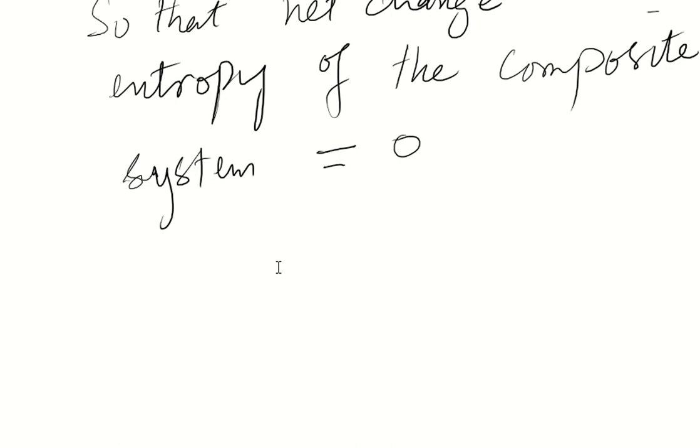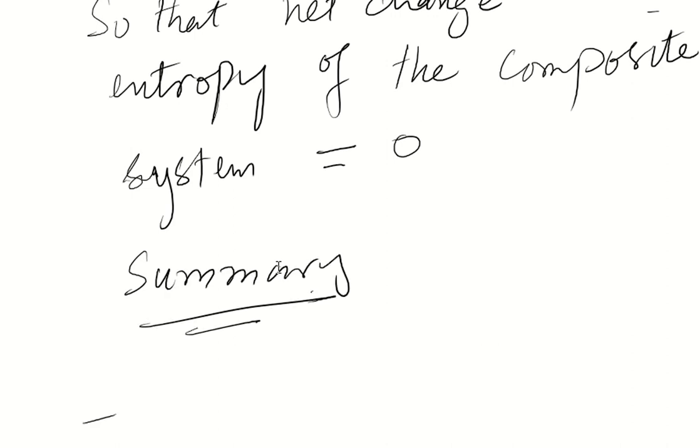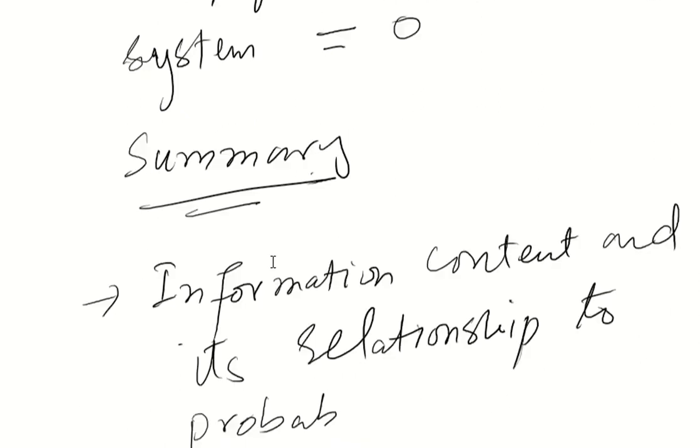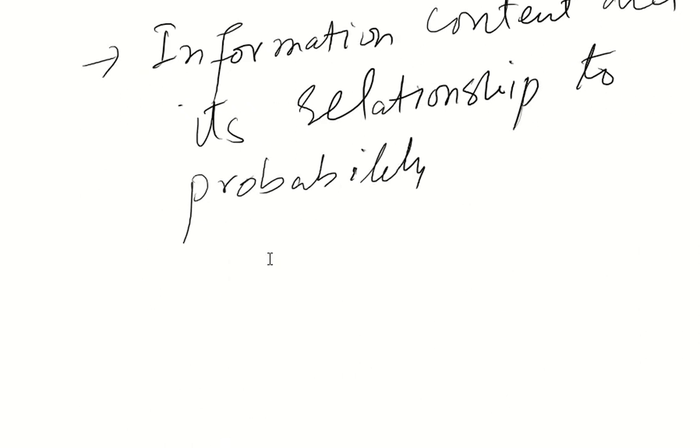So that was it. We learned today what information content is. Summary for today: we learned information content and its relationship to probability, entropy and thermodynamics.